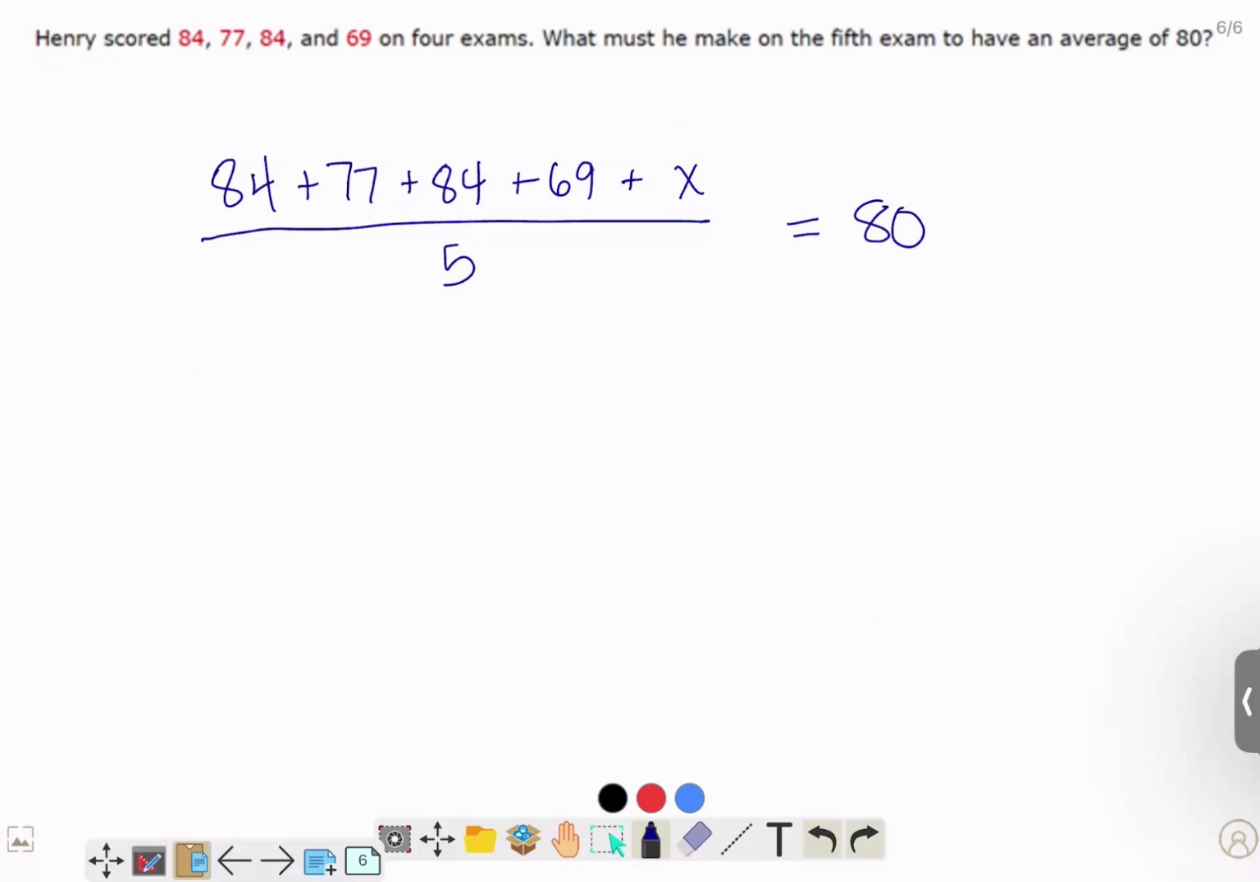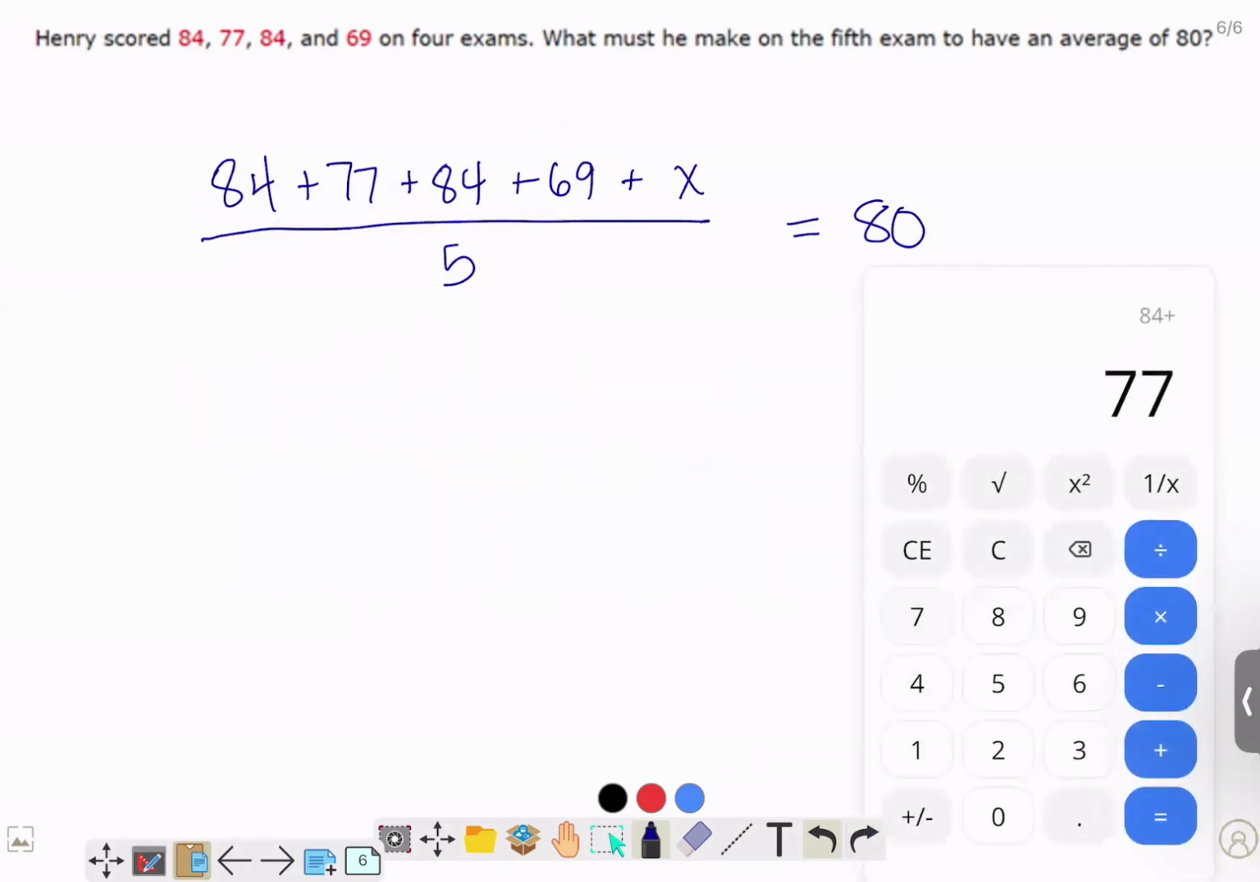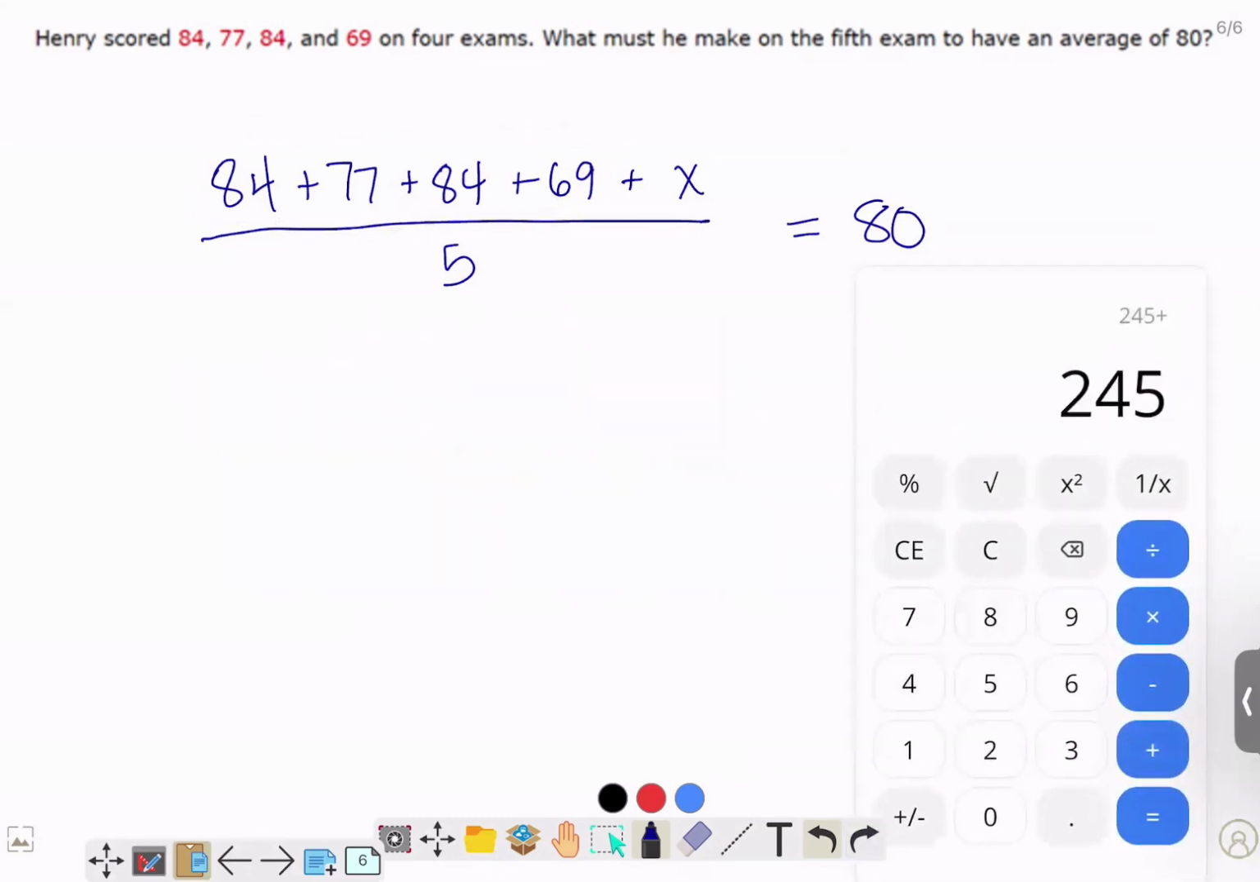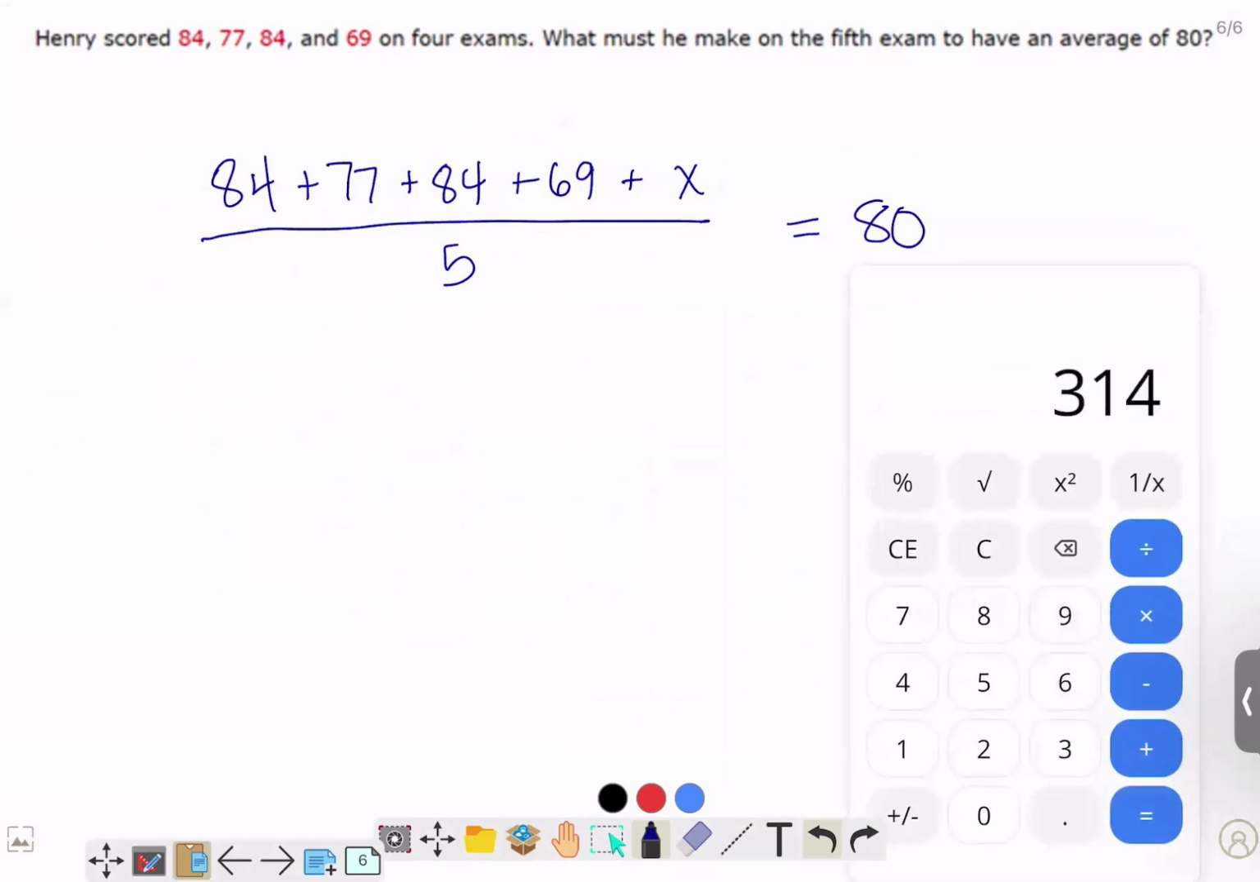Okay, so I put in 4 test scores that I know, some variable for the one that I don't know, calculating the average of those. I'm adding up all the test scores, dividing by the total number of tests, and I want that to be equal to 80. So let's see if we can solve this. We can combine all of these numbers here. Let's do that. 84 plus 77 plus 84 plus 69 is 314 plus x, all divided by 5. We want that to equal 80.